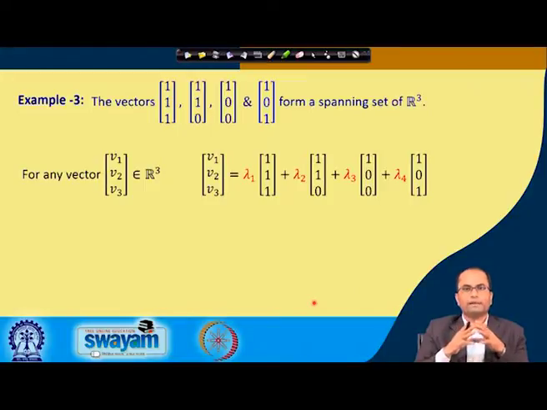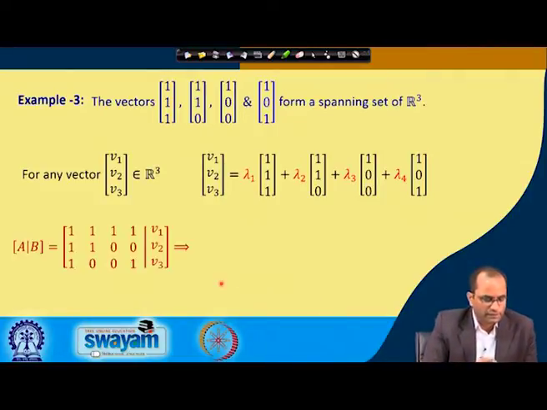So, we have these 4 lambdas now: lambda 1, lambda 2, lambda 3 and lambda 4. So, we have again 3 equations, but there are 4 unknowns. Unknowns are these lambdas, and we have the 3 equations. The first equation is the sum of all these lambdas is equal to v1, the second one, lambda 1 plus lambda 2 is equal to v2, and from the third equation we have lambda 1 plus lambda 4 is equal to v3.